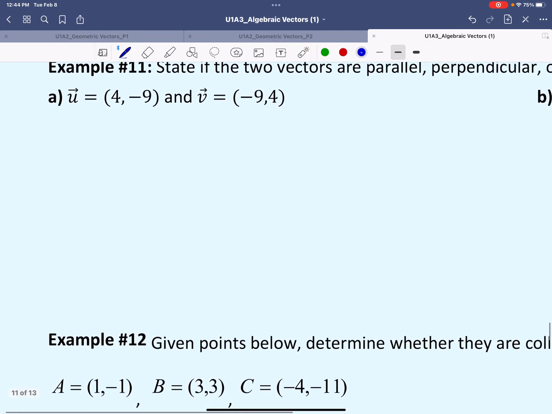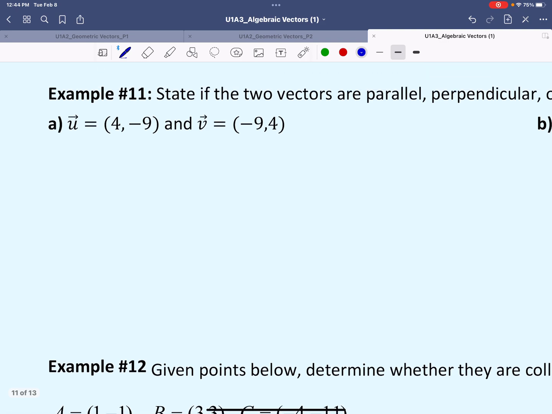So first I need to check if they are parallel or collinear. So here are my explanations. I'm going to say collinear. Therefore, we must be able to express vector u as a multiple of vector v, which means 4, negative 9 must equal some multiplier k times negative 9, 4.